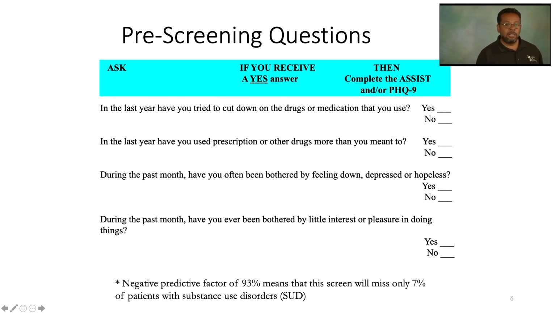Now, if the patient answers yes to any of the 2 drug questions, the assist is administered, and if yes to one of the depression questions, the PHQ-9 is administered. Again, the PHQ-9 is the Patient Health Questionnaire 9. The 9 stands for it's a 9-question instrument.